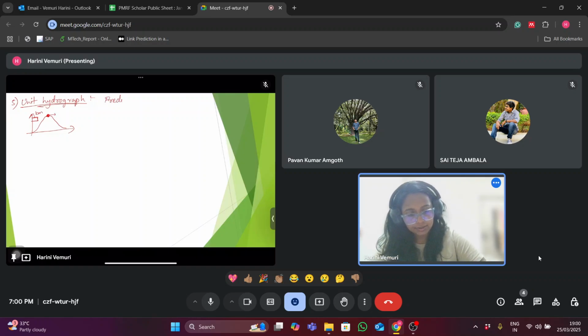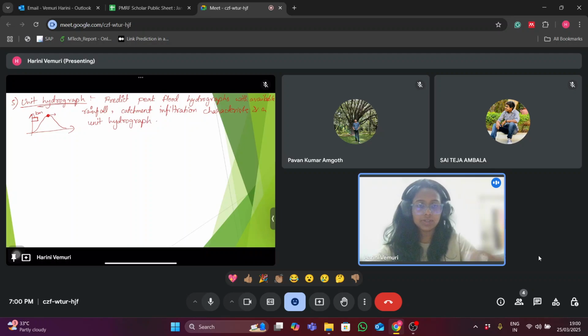So it can predict the peak flood hydrograph from available rainfall, catchment infiltration characteristics, and a unit hydrograph. In this case, we use an extreme rainfall event for designing the storm. Okay.